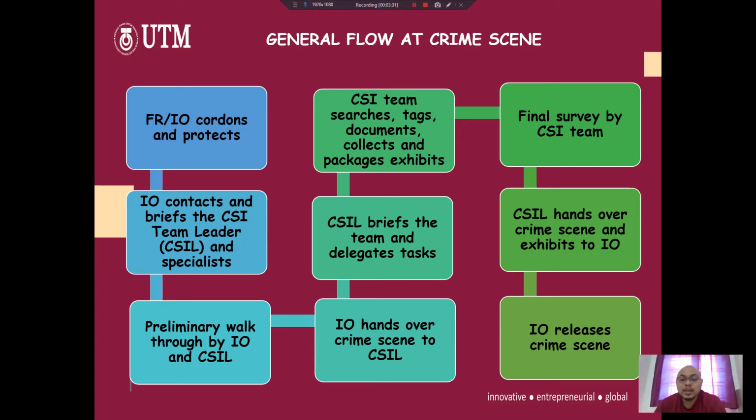Okay. And then after the final survey has been done, there's nothing left. You need to make sure everything is okay. Then after that, the CSI team leader will hand the crime scene exhibits back over to the IO. The function of the IO is not just to release the crime scene. It is the IO's responsibility to confirm everything is okay. After that, the IO will release the crime scene.